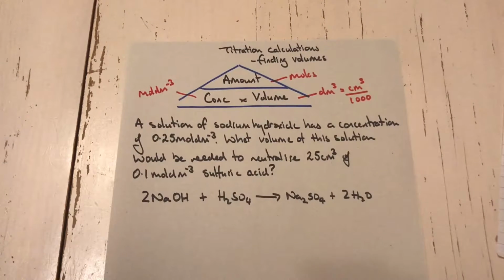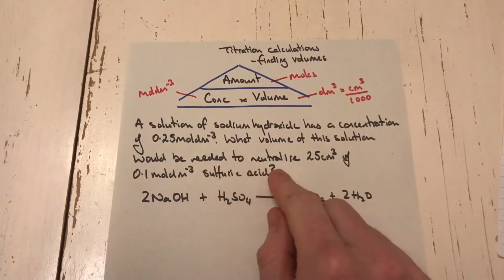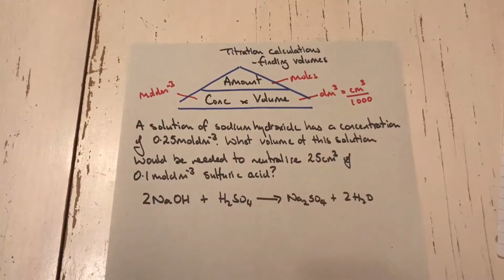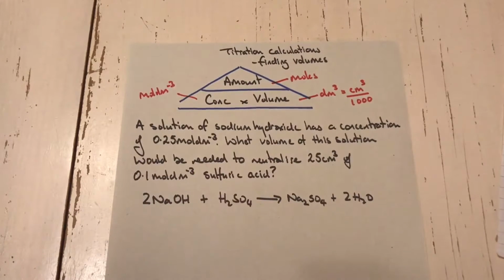So there's my question. It says a solution of sodium hydroxide has a concentration of 0.25 moles per decimeter cubed. What is the volume of this solution that is going to be needed to neutralize 25 centimeters cubed of a 0.1 mole per decimeter cubed sulfuric acid solution?